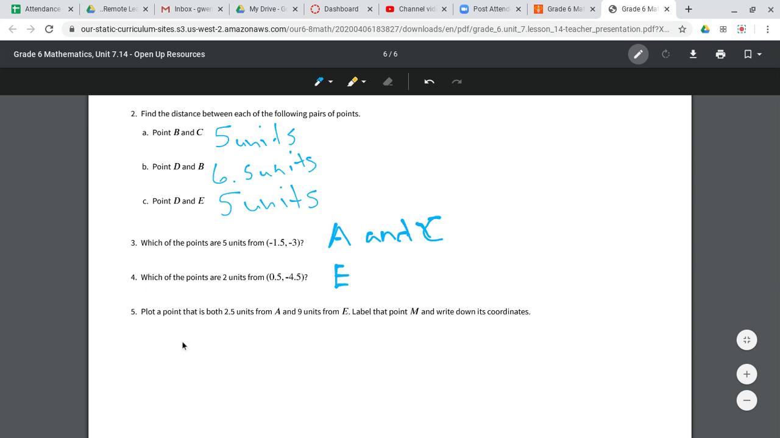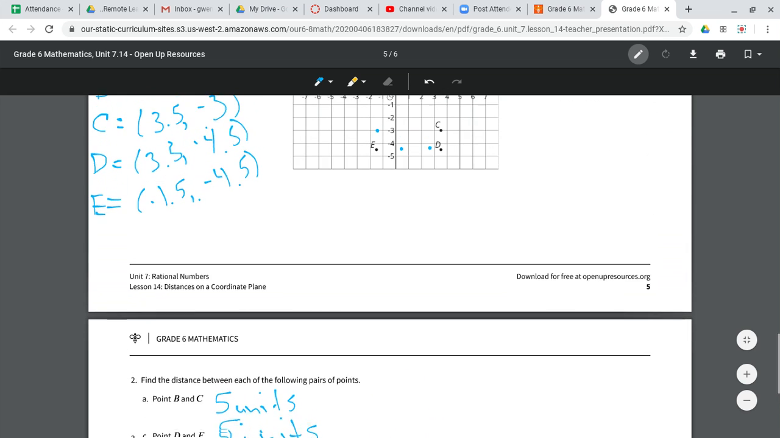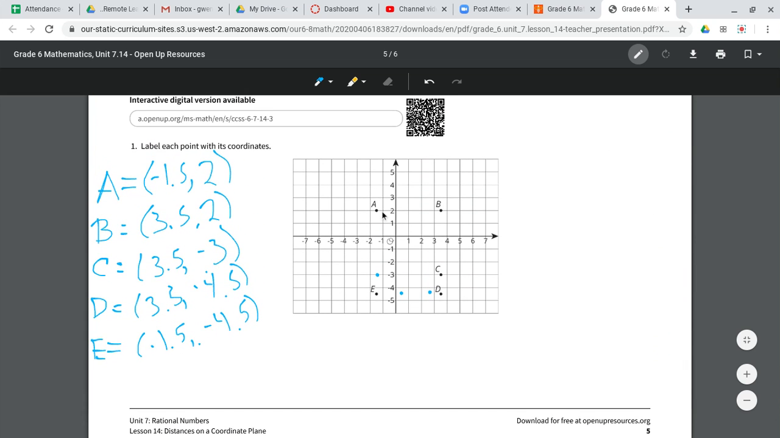Excellent. All right, for number 5, what we want to do is plot a point that is both 2.5 units from A and 9 units from E, and label this point M. So if we're looking at this, we need to be 2.5 units from our A value, but 9 units from our E value. So in order to do this, we're going to keep it at the negative 1.5 for our x coordinate, but I'm going to go up 2.5 units because E is down here at negative 4.5.